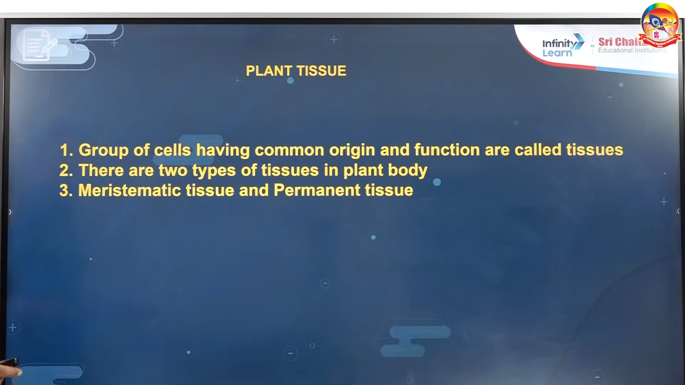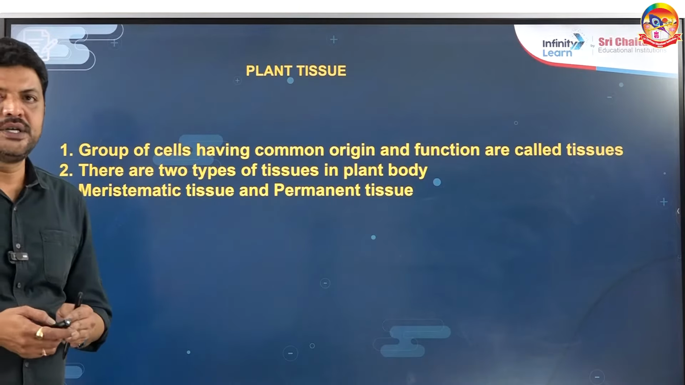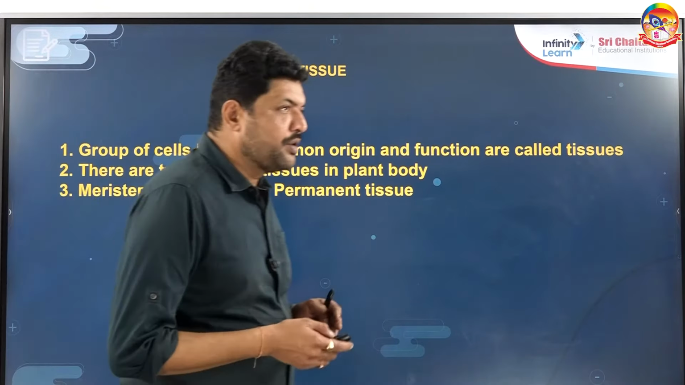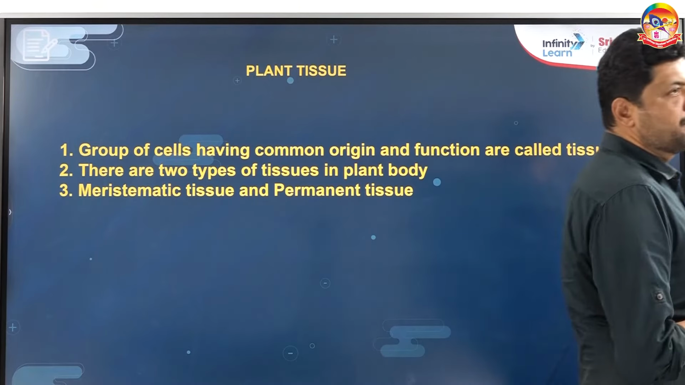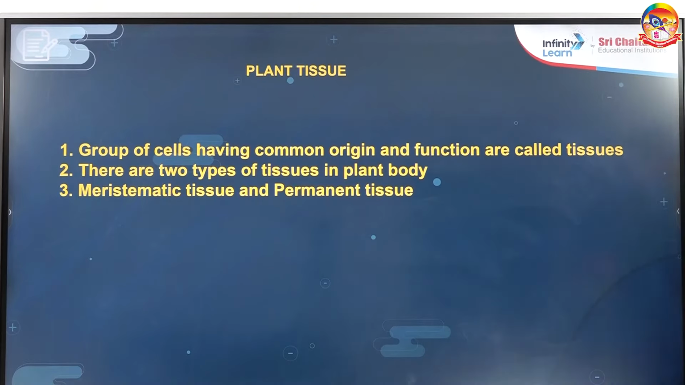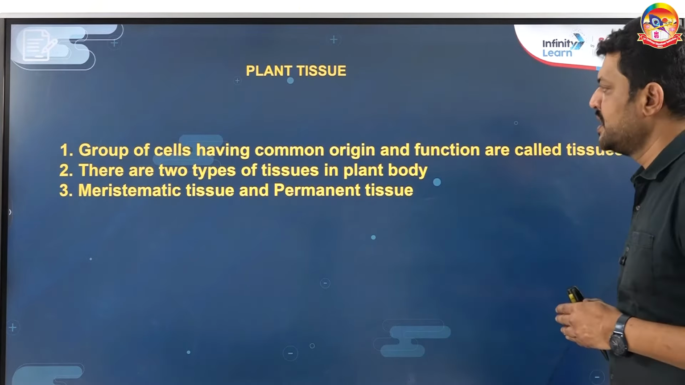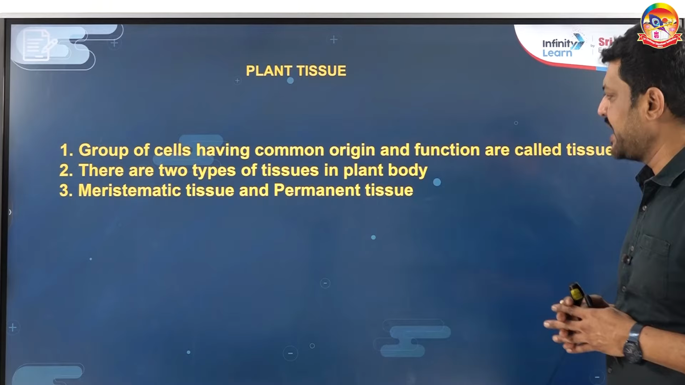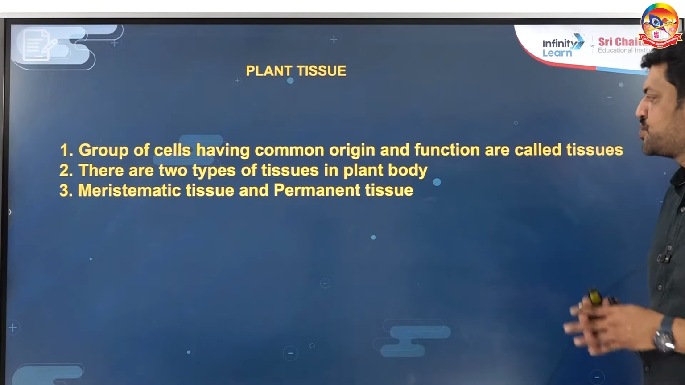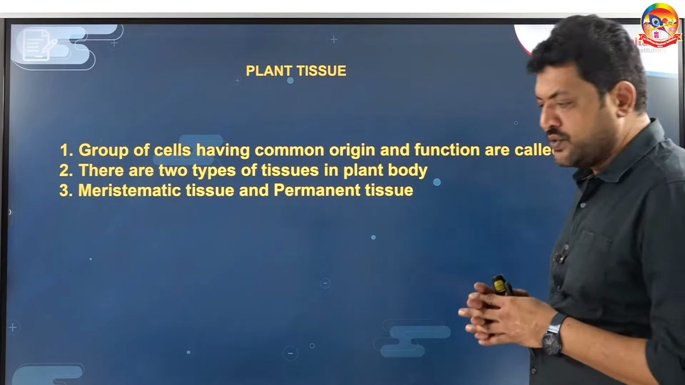Today our discussion is plant tissue systems. Before we go to tissue systems, let us discuss what are tissues. A group of cells having common origin and function together is called tissues. There are two types of tissues in plant body. One is meristematic tissue, another one is permanent tissue.